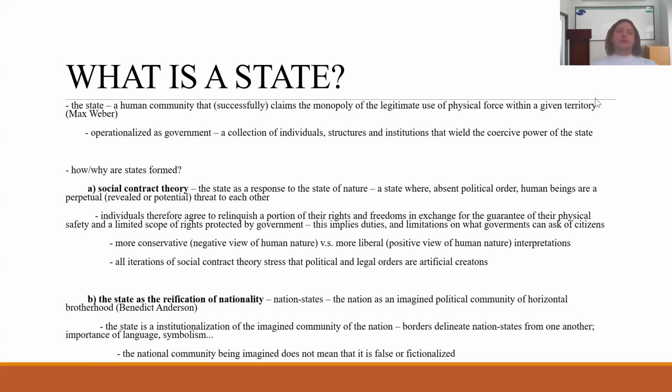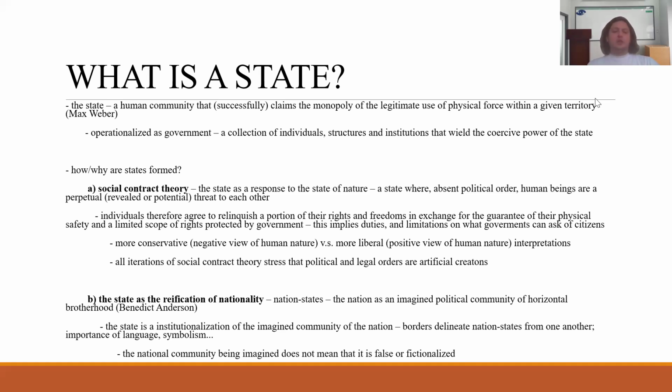The last thing I want to note here is that all forms and iterations of social contract theory emphasize that political and legal orders are artificial creations, which is to say there is no a priori political order. Political orders and legal orders are created because humans decided that it's the best way to organize their lives, and they exist only so long as humans continually wish to maintain them. If we lived in a world where most people did not want to be part of a state, states would probably disappear because it is human maintenance that keeps states alive.